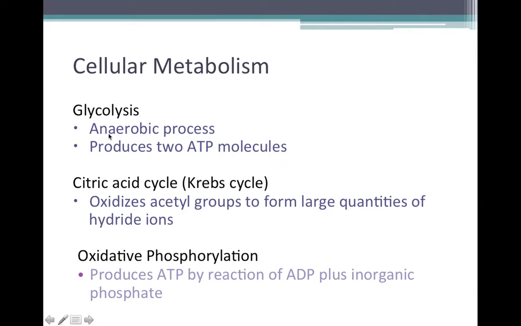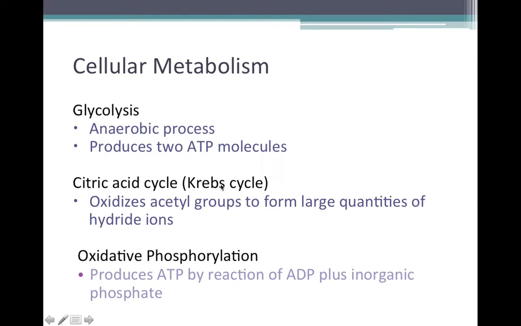Now, glycolysis, in the process of breaking down sugar, can ultimately lead to the production of 2 ATP molecules. It actually makes 4 ATP, but it takes 2 ATP to help break down the sugar, so it yields a net 2 ATP molecules for each glucose that's broken down via glycolysis. This is anaerobic metabolism.